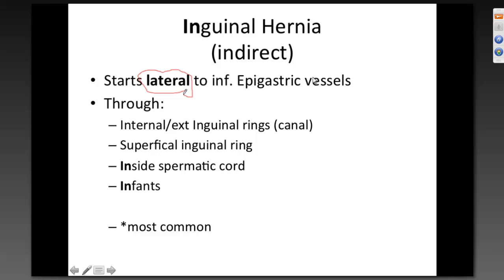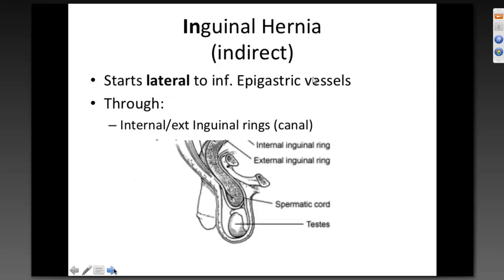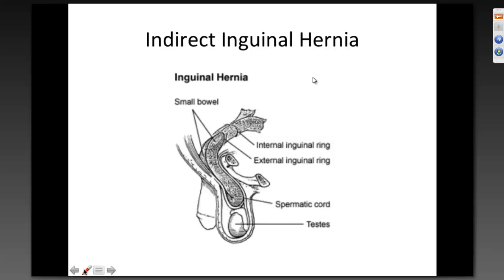Okay? If the hernia starts out lateral to the inferior epigastric vessels, and I know this, it's like 3 directions I'm giving you in one sentence, right? Lateral and epi is up top, and the inferior epi is the bottom one. I know, I'm sorry. I didn't name the part. But if it starts lateral, if that hernia starts lateral to the inferior epigastric artery, then it is indirect. Okay? Let me just peek over, see if we got any questions. Okay, got nothing.